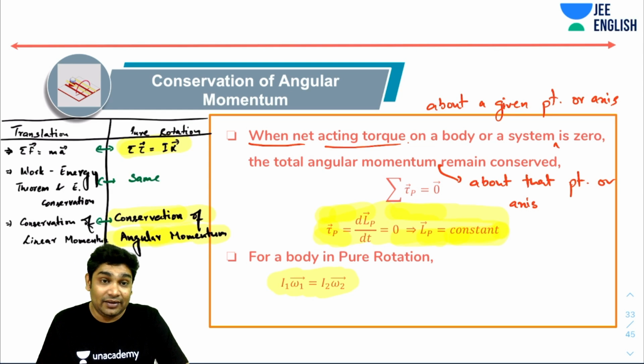This is only for pure rotation, that I1 omega 1 equals I2 omega 2. That is the form that the conservation of angular momentum takes. Like there you had M1 V1 equals M2 V2, similarly here you have I1 omega 1 equals I2 omega 2.